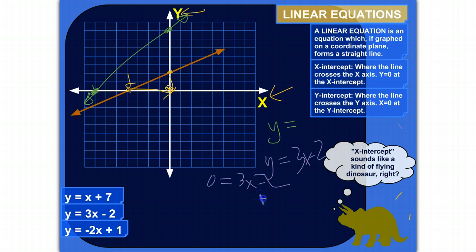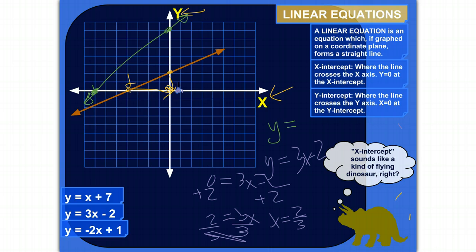We add 2 to both sides. We want to isolate x, so now we've got 2 equals 3x. Divide by 3 to get x by itself, so x equals 2/3. Sorry, I kind of wish it was a whole number for you, but let's just deal with it. If this is 1, 2/3 should be about there. So that'll be our x-intercept.